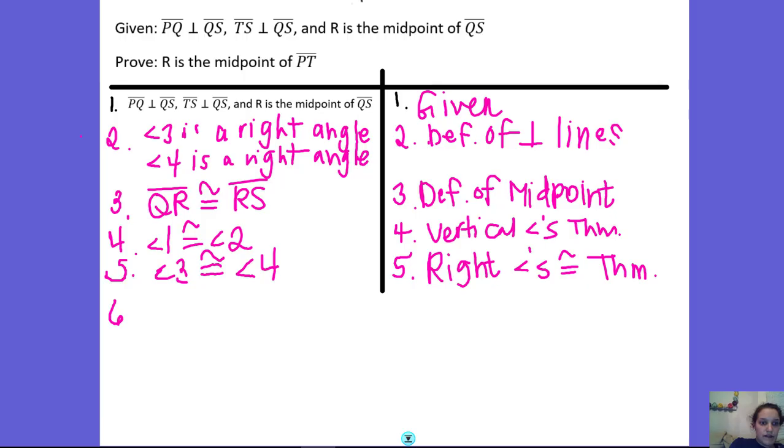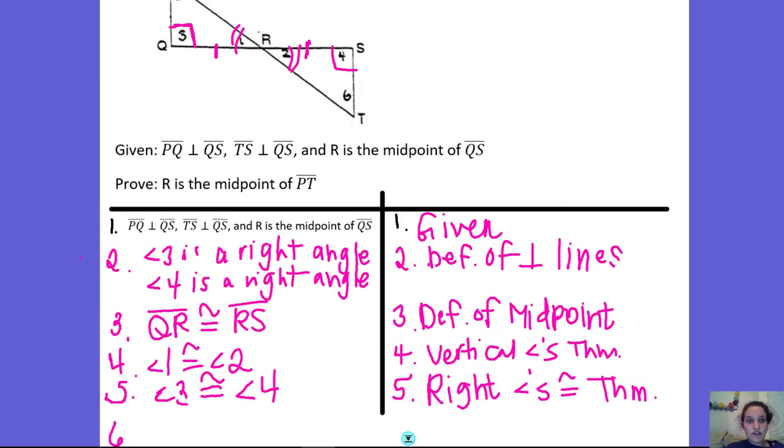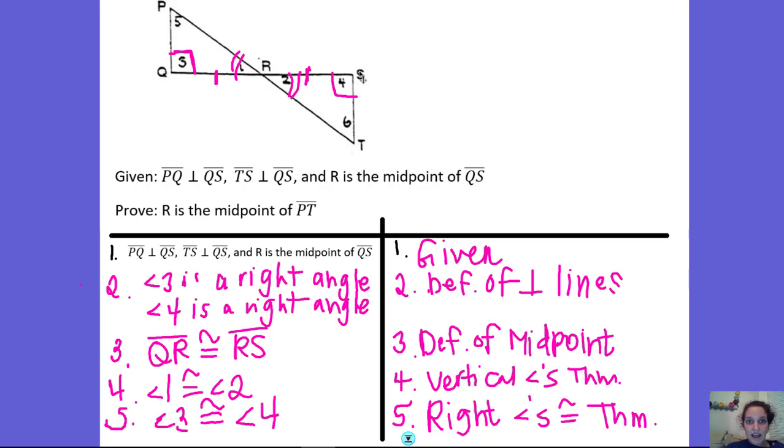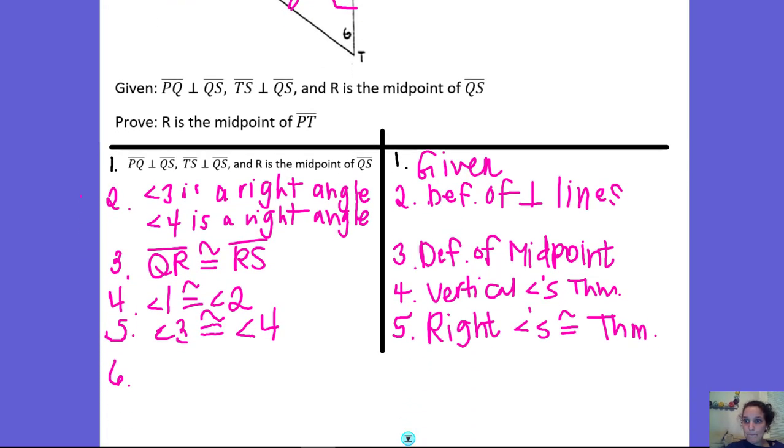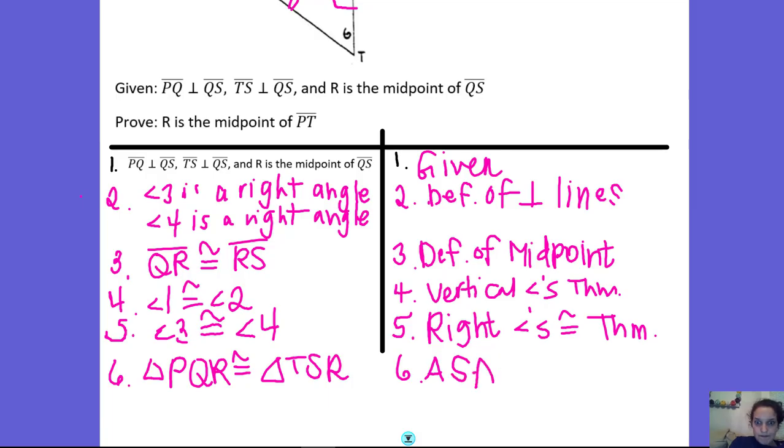So now that we've proven that we have 2 pairs of angles and 1 pair of sides that are congruent, now we have enough information to say that these 2 triangles are congruent by angle, side, angle. So I can go ahead and put that in my proof. Triangle PQR is congruent to triangle TSR, by angle, side, angle. And so now that we've proven that the 2 triangles are congruent, now we can use CPCTC.